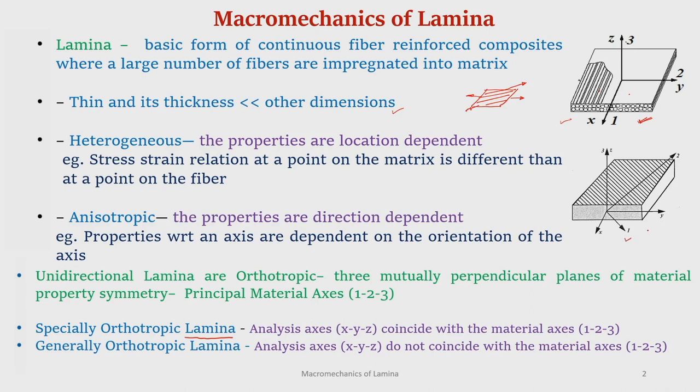And it depends upon the fiber orientation. In this case, suppose the fiber orientation is different. If x is the longitudinal axis, then the direction of the fiber is 1, and it makes an angle theta. Depending upon the orientation angle, if they exactly coincide, then the angle between 1 and x will be 0. Then it will actually be a specially orthotropic lamina.